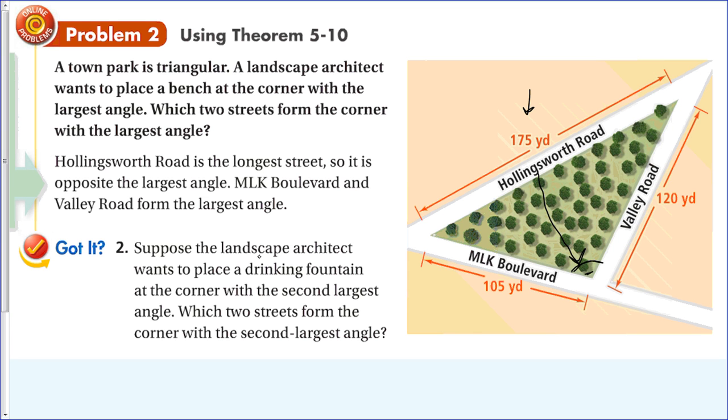Suppose the same landscape architect wants to place a drinking fountain at the corner with the second largest angle. Which two streets form the corner with the second largest angle? Take a few minutes to figure this out.